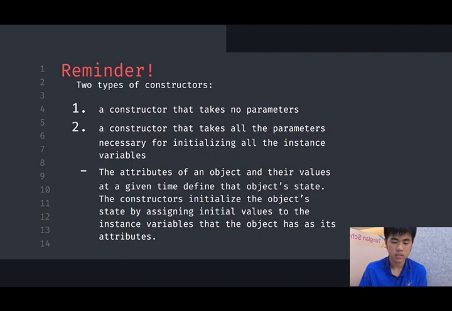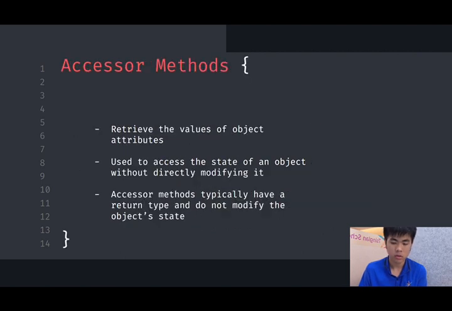Next, let's discuss accessor methods, also called get methods or getters. They allow a way to get the value of each instance variable from outside of the class. They can retrieve the values of object attributes and be used to access the state of an object without directly modifying it. Let's take a look at an example on the next slide.